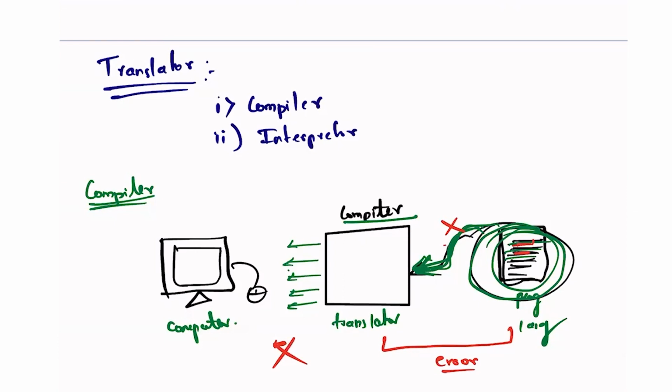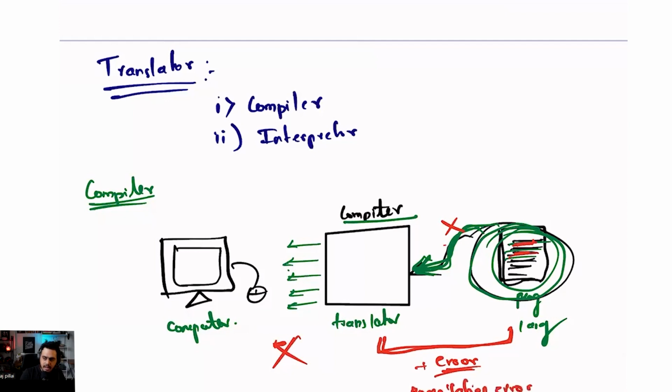So what will the compiler do? The compiler will take everything in a single shot, all the code, and try to convert it. If there is a single error, it will not give you any output. It will throw you an error. This error is known as what? Compilation error. During the process of compilation, if there is a single error, the whole thing will get rejected, and this is a compilation error.